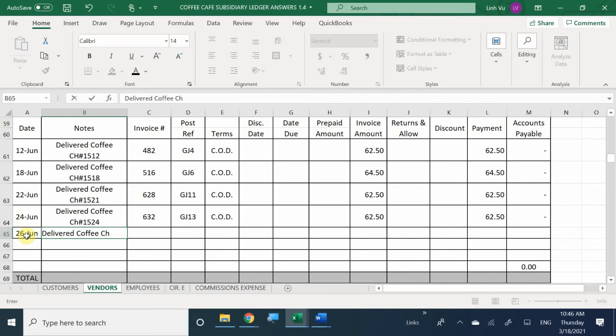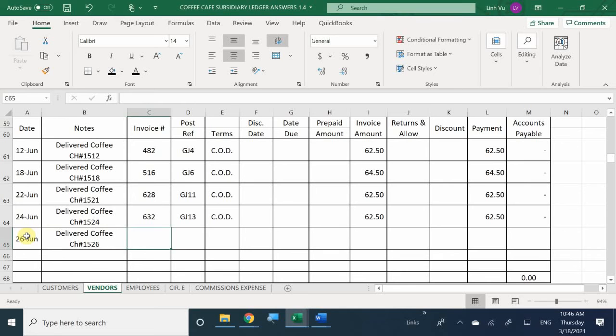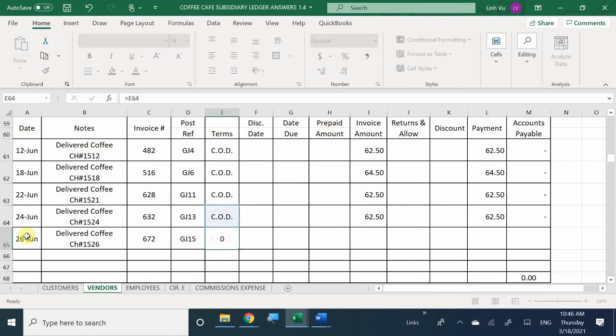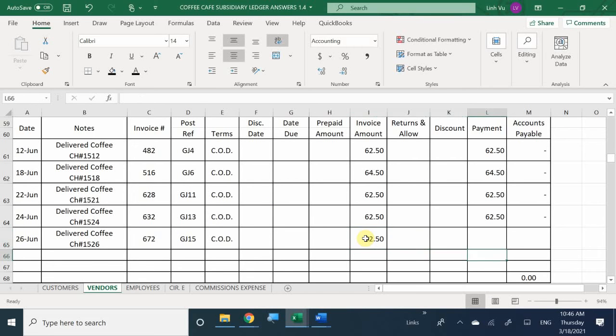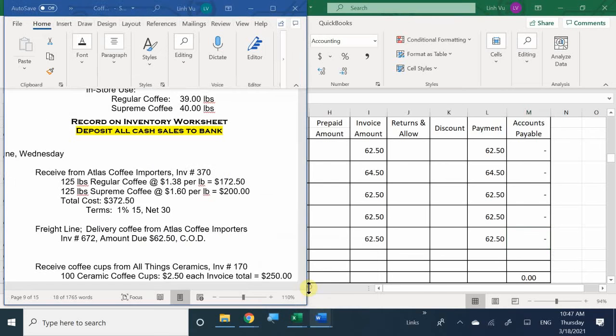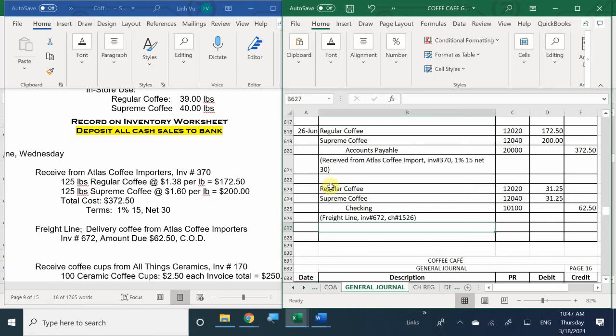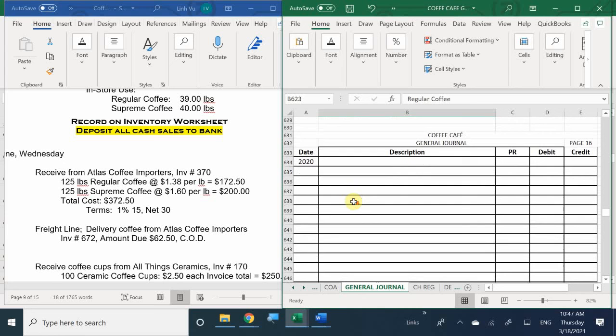Check number 1524. I'm sorry, 1526. General Journal 15. Oh, sorry, wrong one. 6/26. General Journal 15. Due terms are COD. The amount was 62.50, and we wrote a check for 62.50. So therefore, we owe them nothing. Okay. We already updated our inventory worksheet, so now we are officially done with this page. So we're now moving on to page 16.